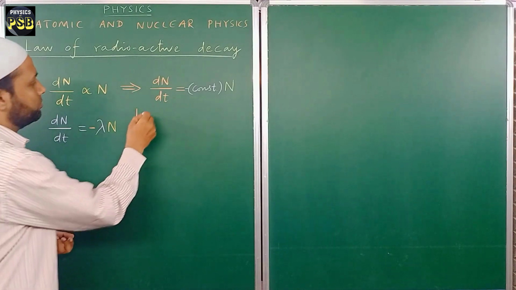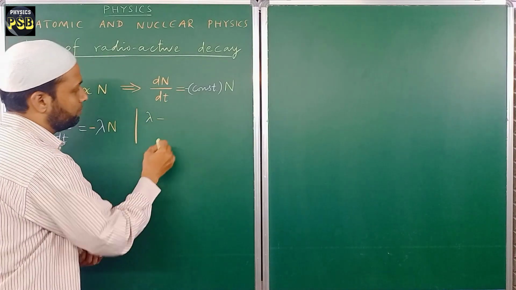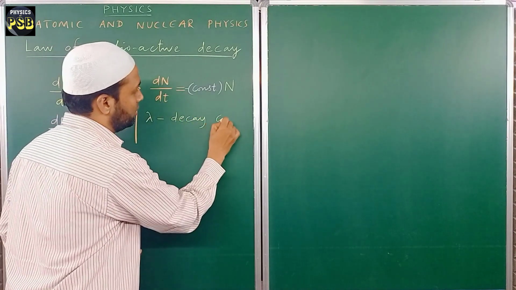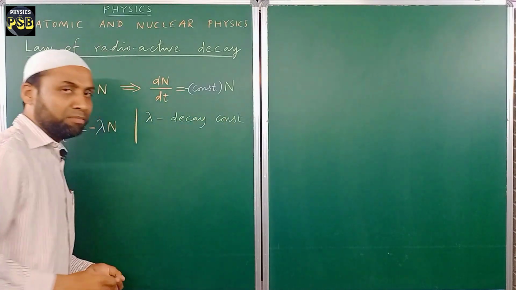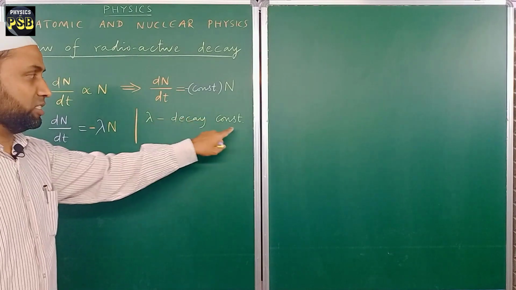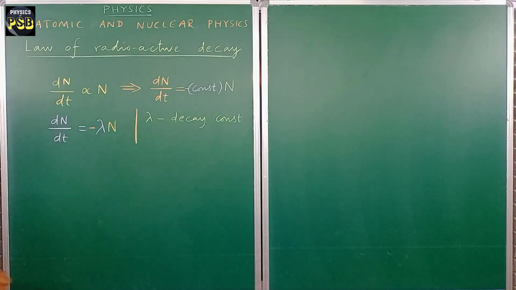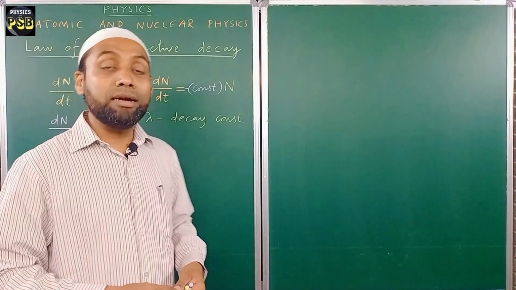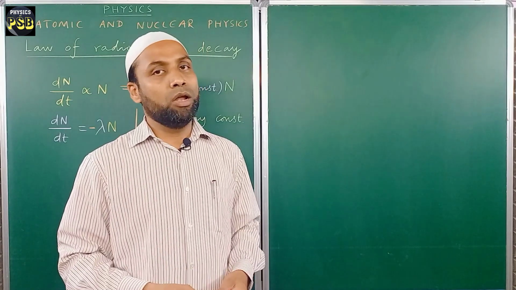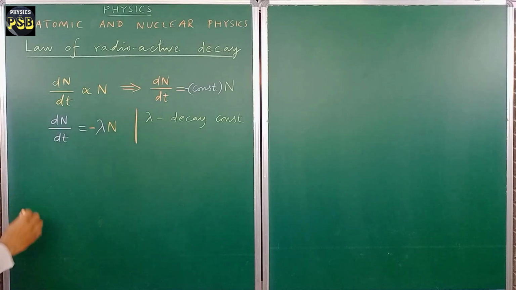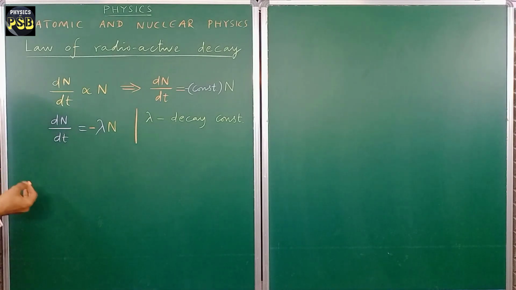Here lambda, which is nothing but the proportionality constant, has got a name. Lambda is nothing but the decay constant, or sometimes it is referred to as the disintegration constant. Both decay and disintegration represent the same thing. Now, to get the total number of undecayed nuclei at any given time, I integrate this term. So the N value can be obtained by integrating this term.